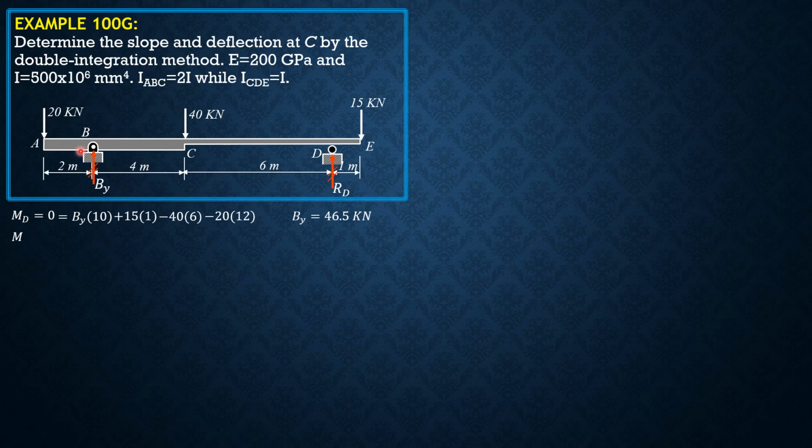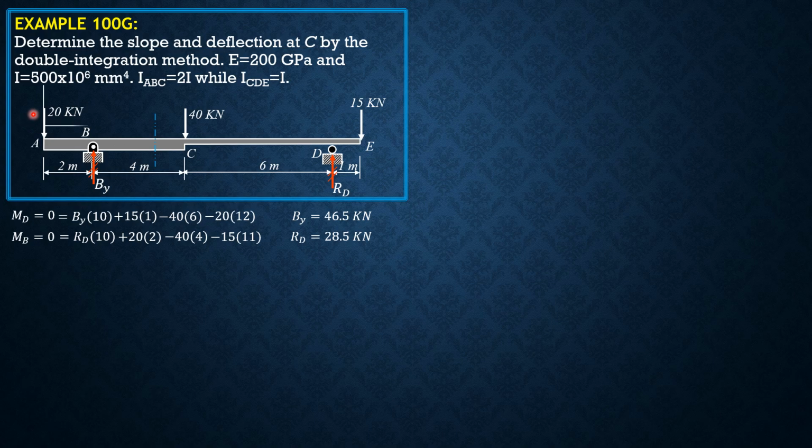Likewise, summation moment B equals 0. Counterclockwise positive, so Rd times 10 equals 20 times 2 minus 40 times 4 minus 15 times 11. So Rd is equal to 28.5 kilonewtons. Therefore, we set up the moment equation here, the elastic curve for portion ABC.